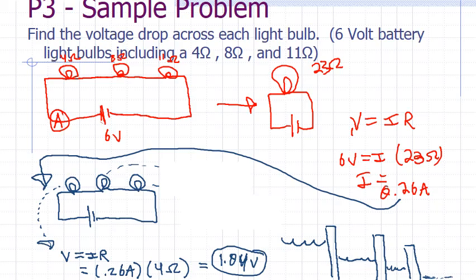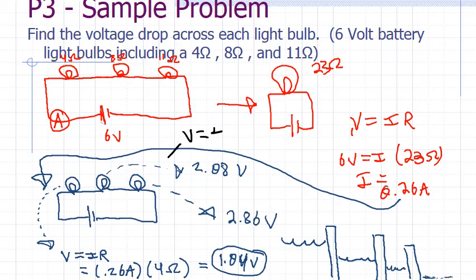And if we imagine the voltage river, right, it's using up voltage along the way. The second one is using V equals IR. And again, for this, I'll just show real quick. We know the current is 0.26 and the resistance is 8 ohms. And so it's going to use 2.08 volts. And then the last one is going to use 2.86 volts. And if you add them all up, the 1.04 plus the 2.08 plus the 2.86, it'll add up to be 6 volts. It's going to use the whole voltage river.